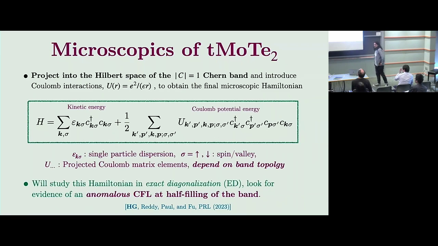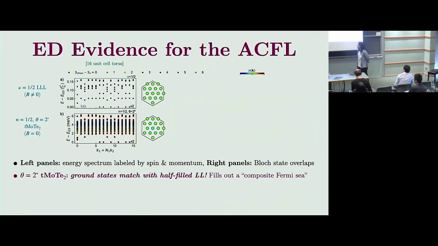As I already said, we're going to study this theory in exact diagonalization and look for evidence of an anomalous composite Fermi liquid. All right, so here is the actual data. I'm going to go a little bit slowly through this. This top left panel, the y-axis is the energy, the x-axis is momentum, and this top left panel is the lowest Landau level case. This is not Moiré. You see this patterning for a 16 magnetic unit cell torus of ground states here. I'm going to comment on what this right panel is in a minute.